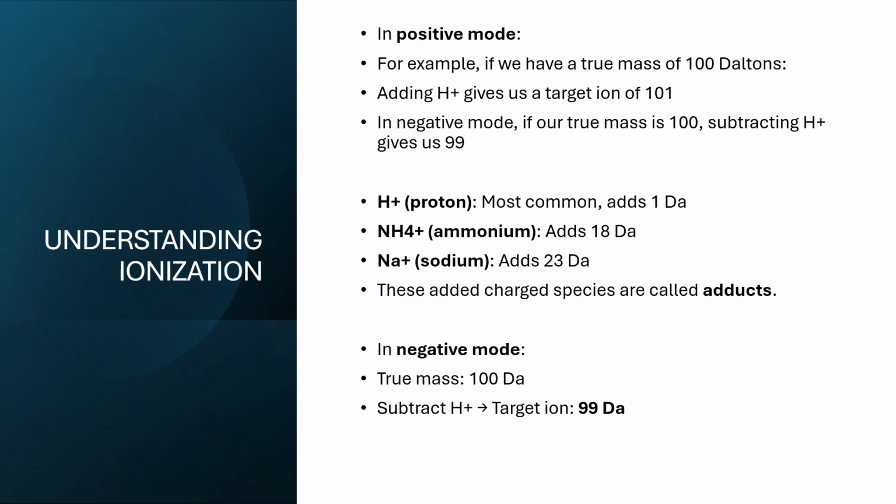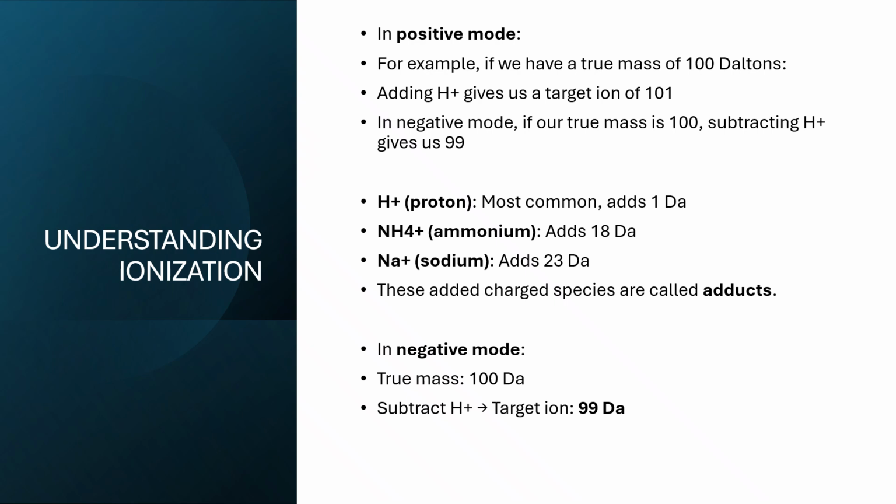That's because we are adding one proton, which has a mass of approximately 1 dalton. Now if we are working in negative mode and our true mass is 100, then by subtracting H+, it will give us 99 daltons.